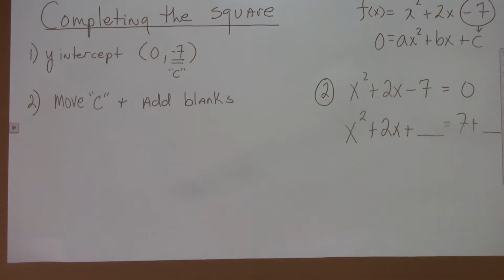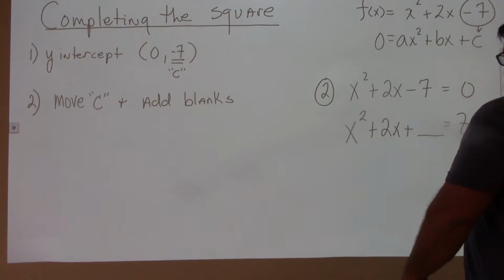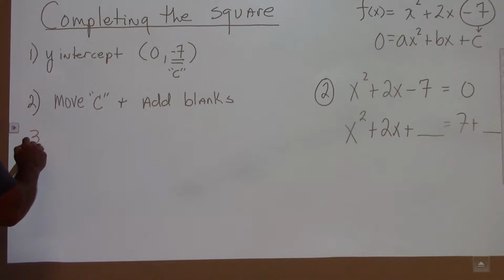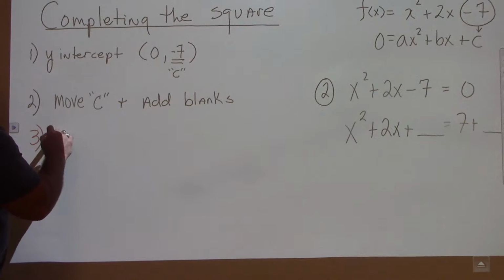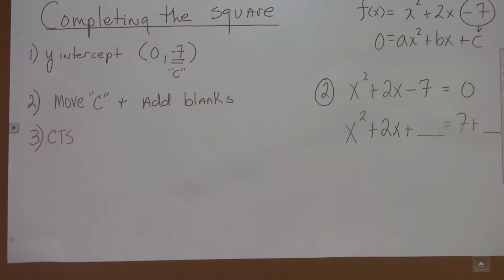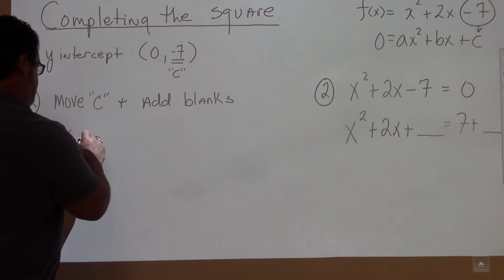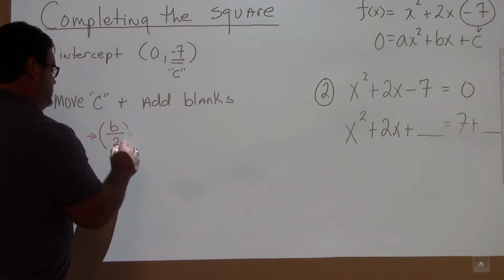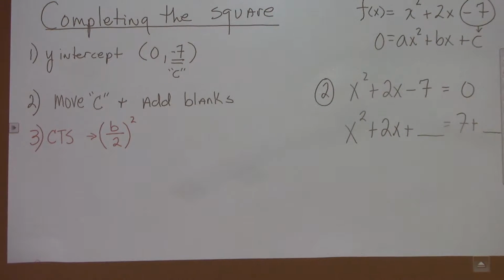Now number 3 is very important, so I'm going to write it in red, and I don't like to write in red, but you need to highlight it. 3 is completing the square. You take b, you divide by 2, and you square it. Do you always use b? Yes. Do you always divide by 2? Yes. Do you always square it? Yes. That's why it's in red, because you can't do completing the square without that.